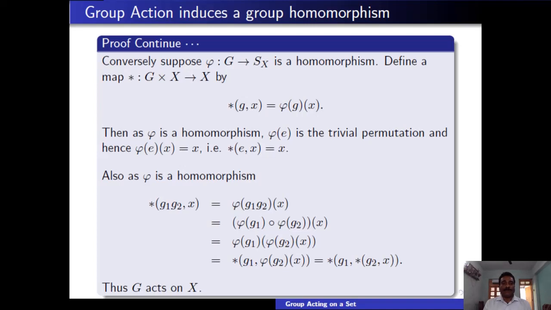So therefore the star satisfies the first property. Also, as phi is a group homomorphism, by definition star of g1 g2 comma x is equal to phi of g1 g2 of x, which is equal to phi of g1 composite phi of g2 of x, because phi is a group homomorphism. That is equal to phi of g1 of phi of g2 of x, that is same as star of g1 comma phi of g2 x, which is equal to star of g1 comma star of g2 comma x. Therefore, G acts on X. So this is all for the day.